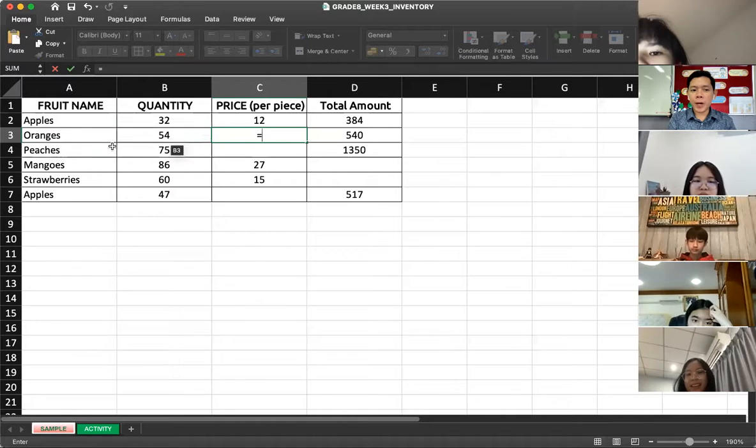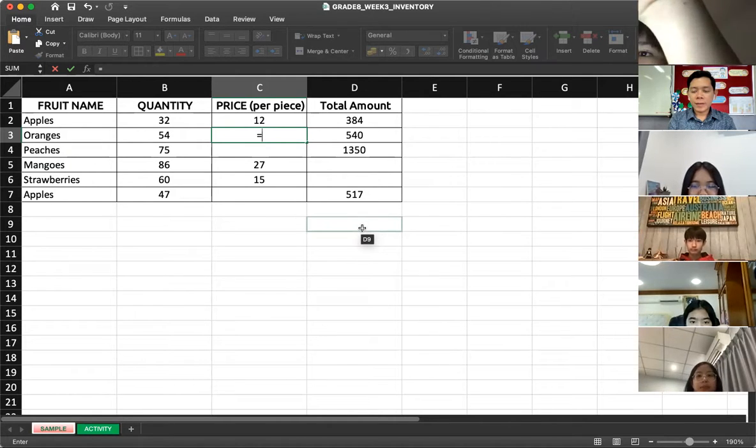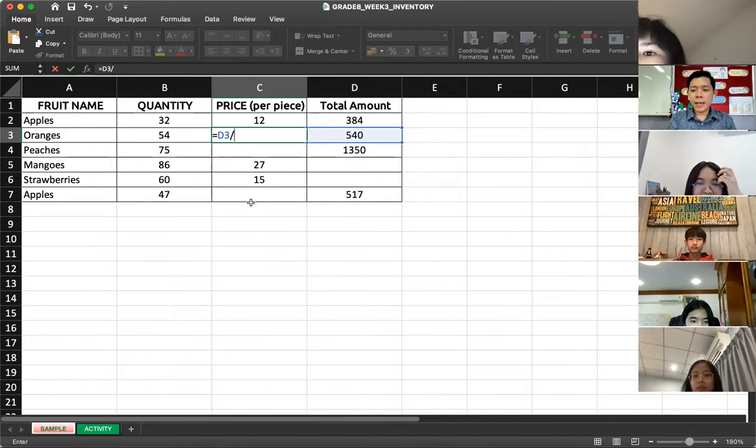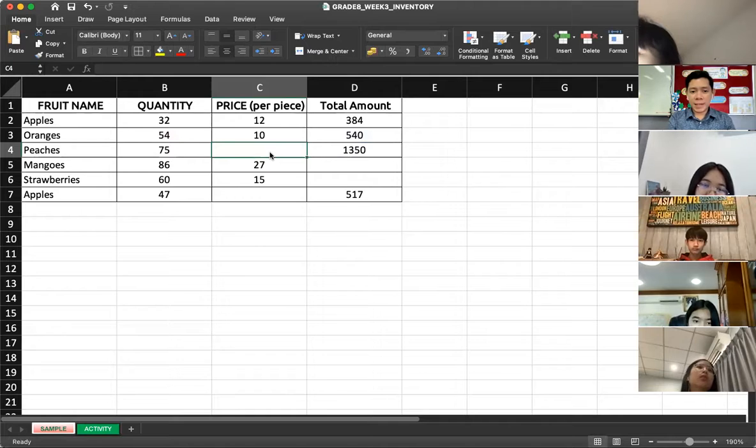For example, here, we will get the price of each orange. So what would you divide? What comes first? 540 divided by 54. Okay, so you need to make sure of the order here, students. So of course, the total amount divided by the quantity, and then just press enter and you will get the price. Okay, the same with this one. By the way, I will change the color so that I will identify what to check for later on.